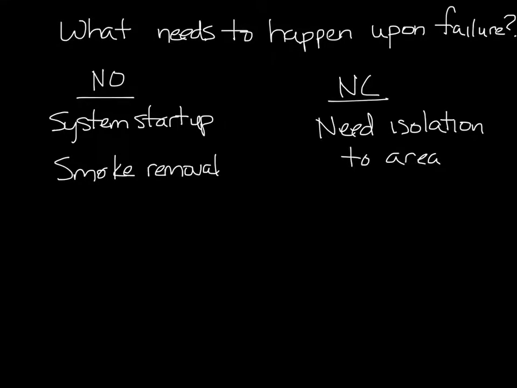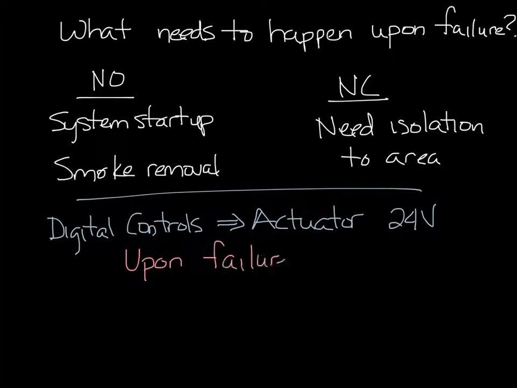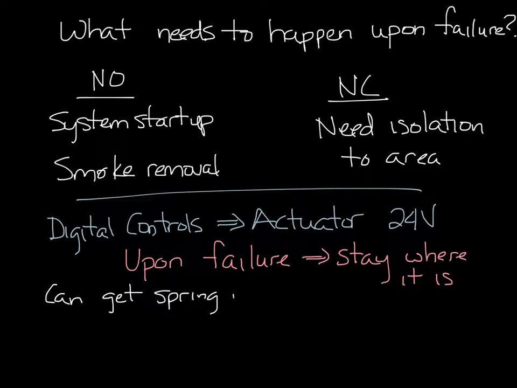We occasionally get requests for normally open or normally closed on digital controls. The challenge here is that the actuator on a digital VAV box is powered by 24 volts. Upon power failure, the actuator loses power and just stays where it is. There's no way to make a standard electric actuator be normally open or normally closed. You can get spring return actuators for digital controls. These do cost a little bit more, but they will give you the normally open or normally closed operation.